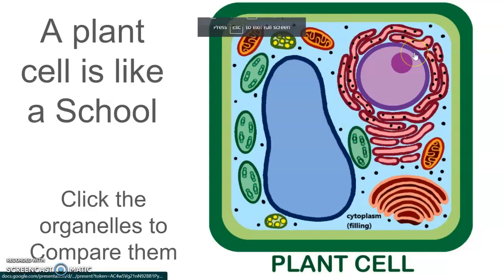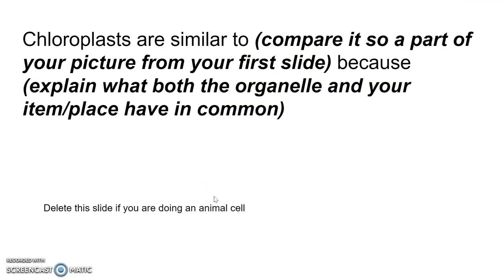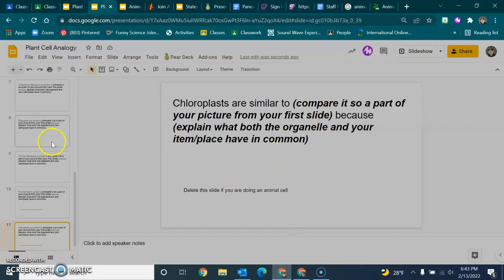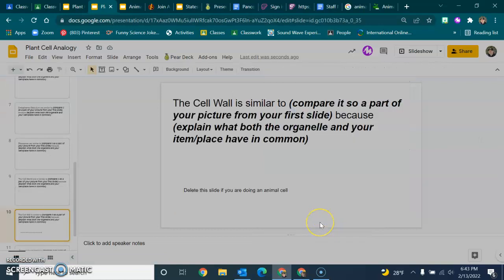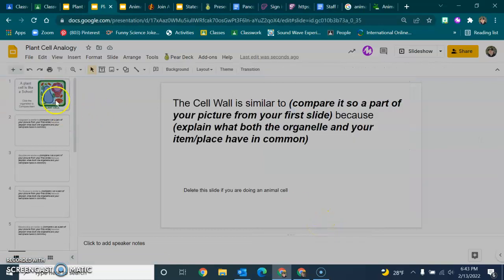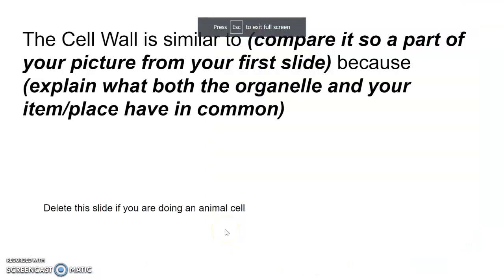So for right now, I'm going to go in. When I click on the cell wall, it brings me to Chloroplast. So something went wrong there. Let me click on it. It says cell wall. That's interesting. When I click on it, it goes there. Let's see what happens. Click it again. There we go. Cell wall.